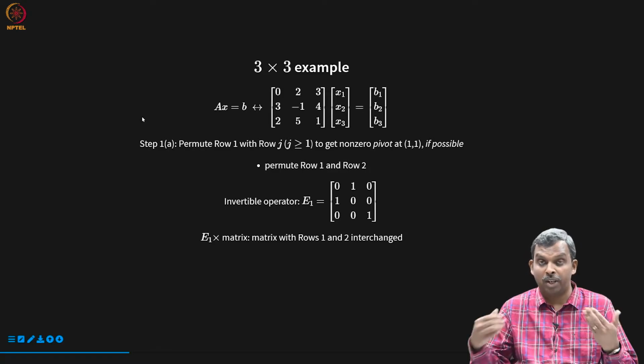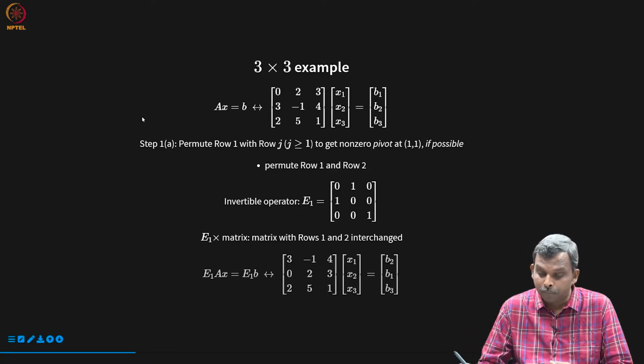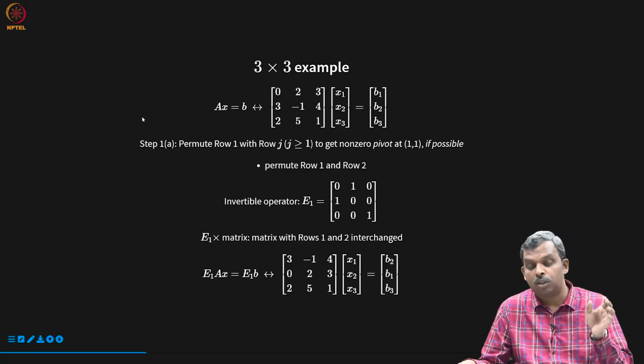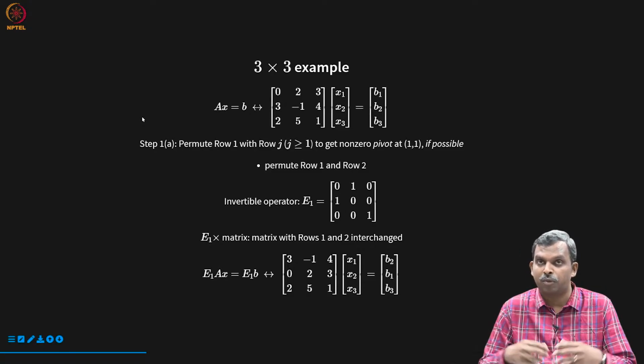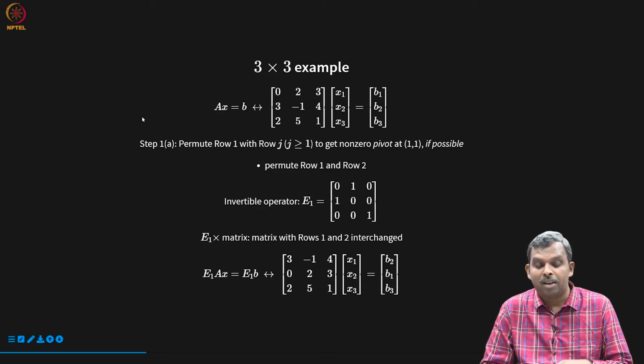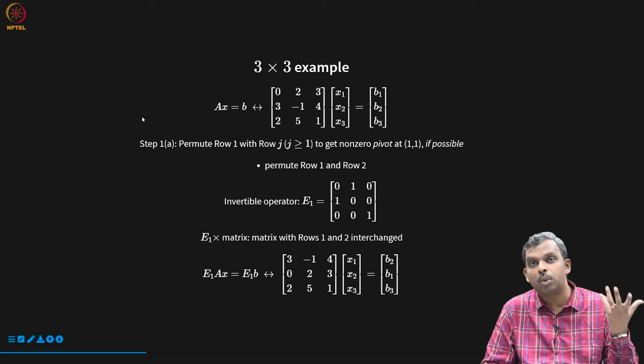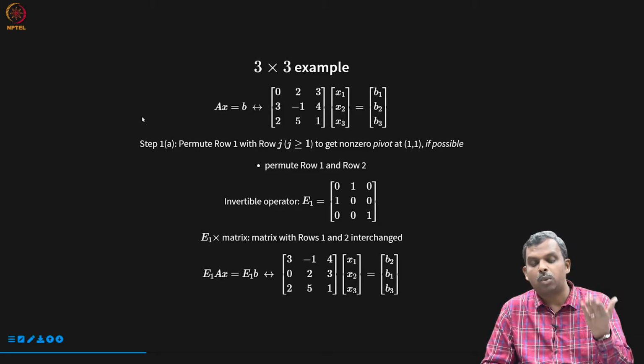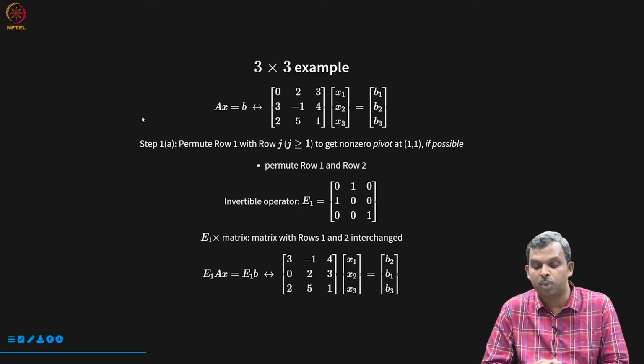Okay. And what will I do now? I will take this E1 and multiply both sides of this equation, Ax equals b, sort of transform this equation into another form. So if I do that, I have, instead of Ax equals b, I have E1 Ax equals E1 b, but since E1 is invertible, I know it's exactly equivalent to Ax equals b. If I solve this new equation, I can do the old equation also.